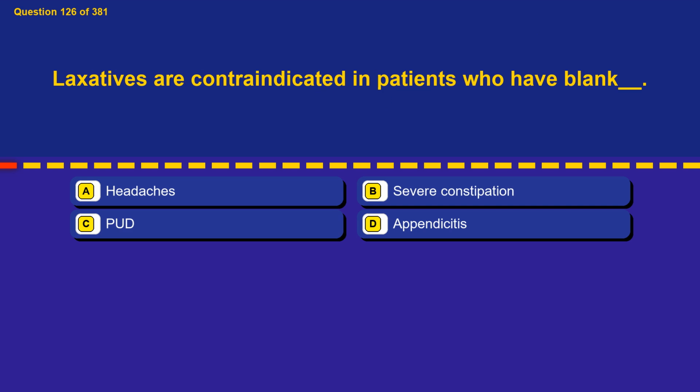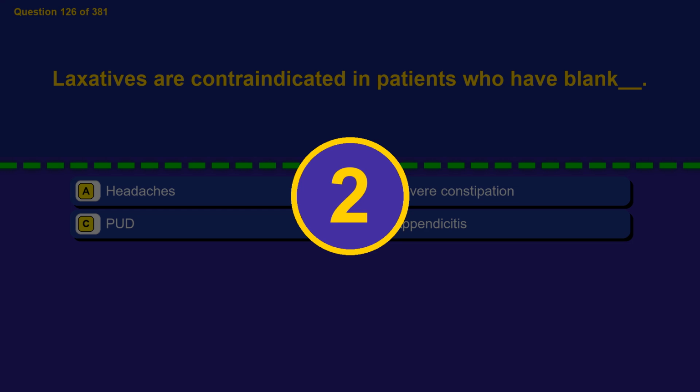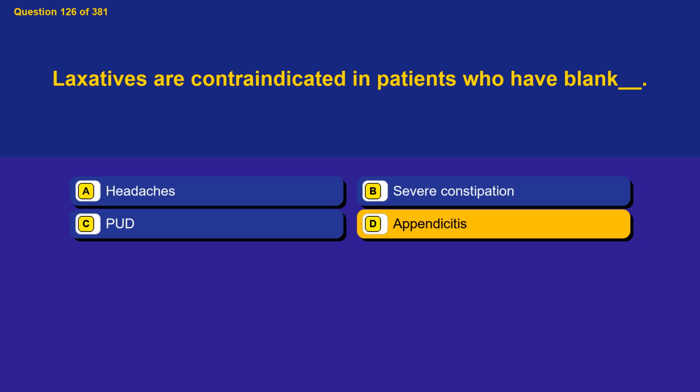Question 126. Laxatives are contraindicated in patients who have blank. Option A, headaches. Option B, severe constipation. Option C, PUD. Option D, appendicitis. The correct answer is option D, appendicitis.